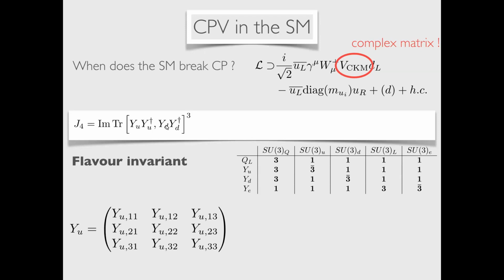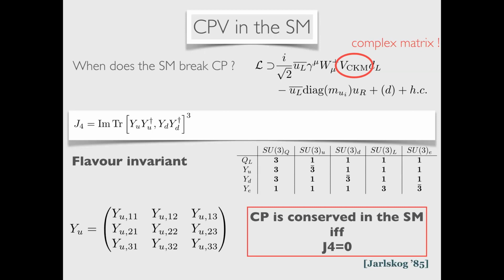And so it really captures something about the imaginary parts in this model that is completely independent of how I relabel or rotate the fields. And the statement, at the level of the model, which I already stated, is that CP is conserved if and only if this quantity is 0.